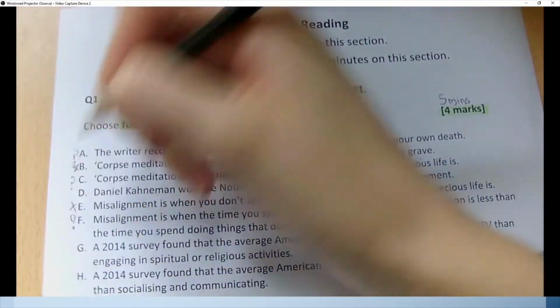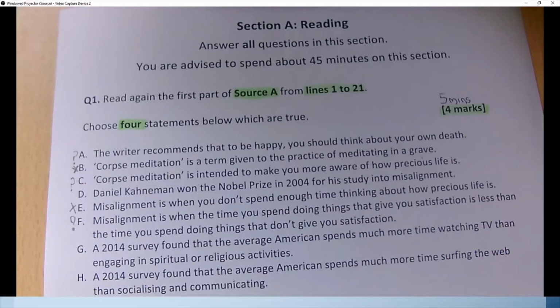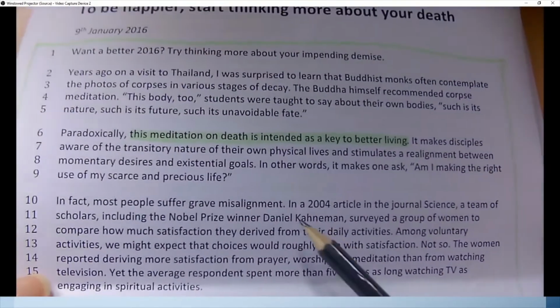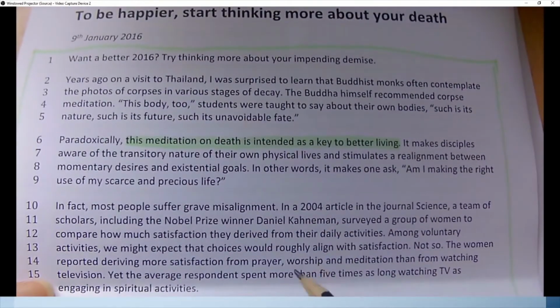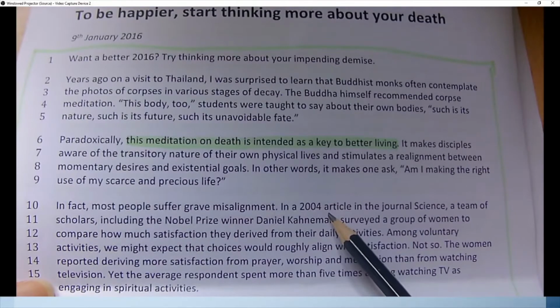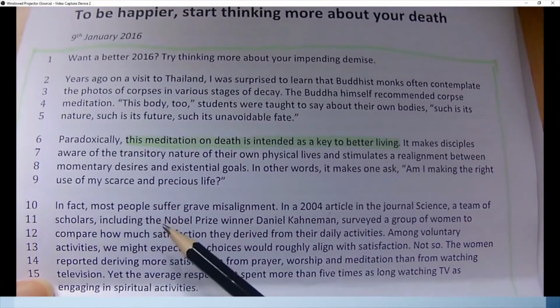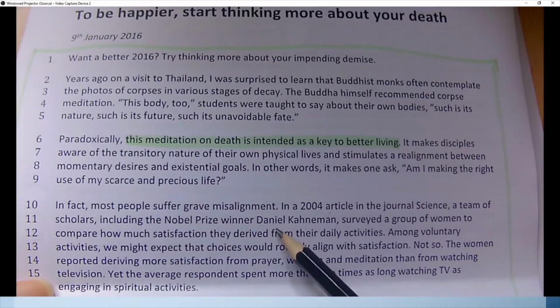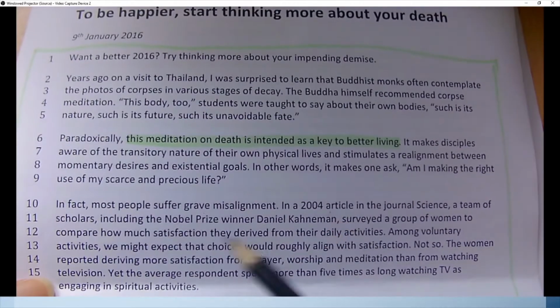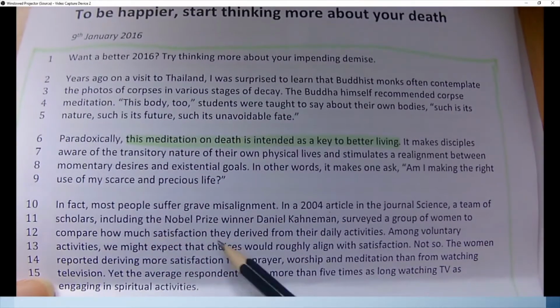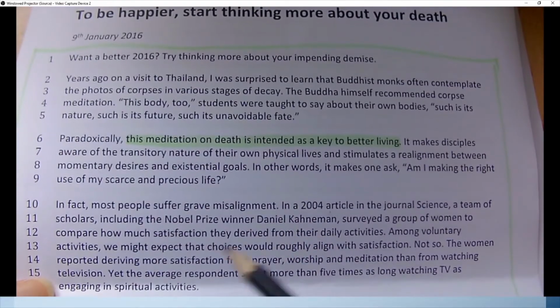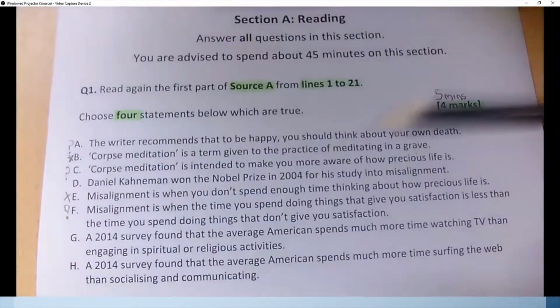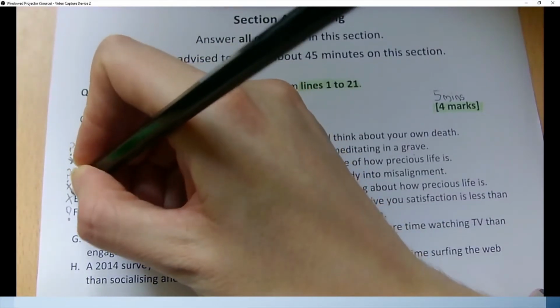Misalignment, it didn't mention anything about it being enough time spent thinking about how precious life is. Now, it's interesting because Daniel Kahneman won the Nobel Prize in 2004. It doesn't mention him winning the Nobel Prize in that actual year. It does mention that the article was published in 2004, but it didn't say that he won the Nobel Prize for that article. So because it says including the Nobel Prize winner, it suggests that he could have potentially won that beforehand. So I'm going to say for now that that's going to be no.